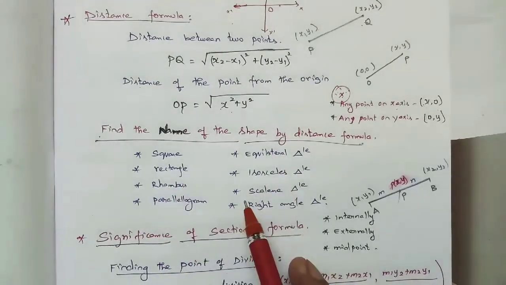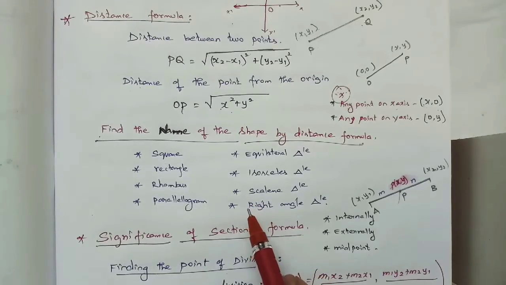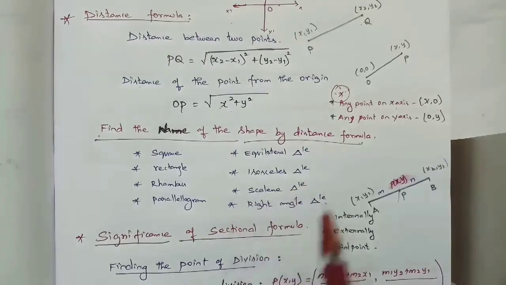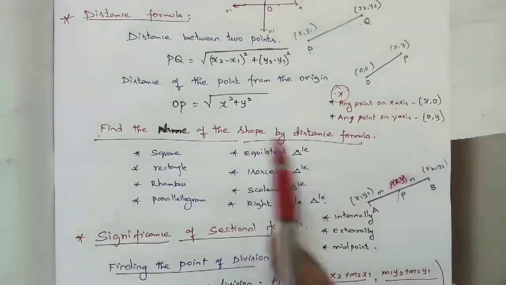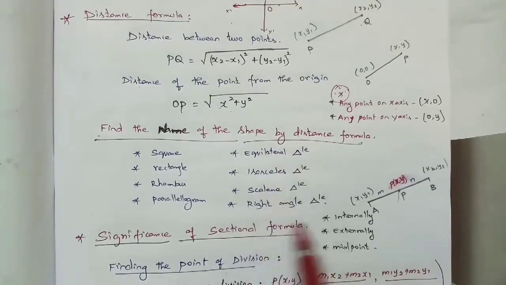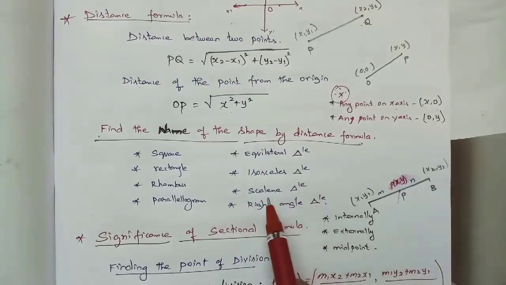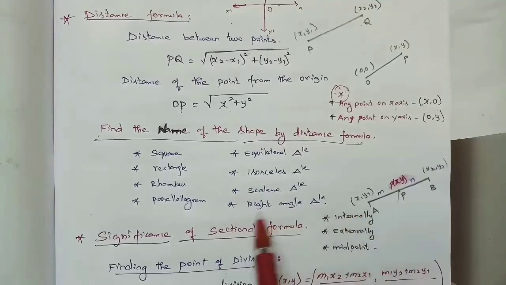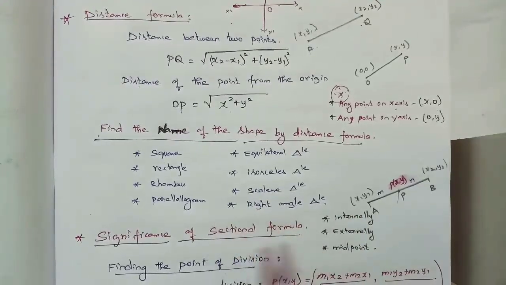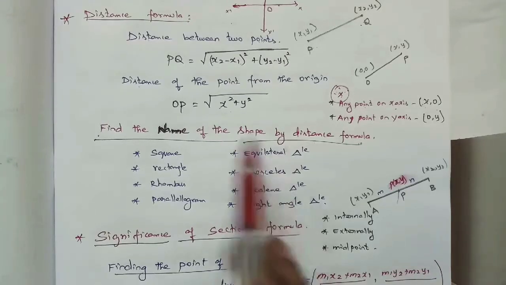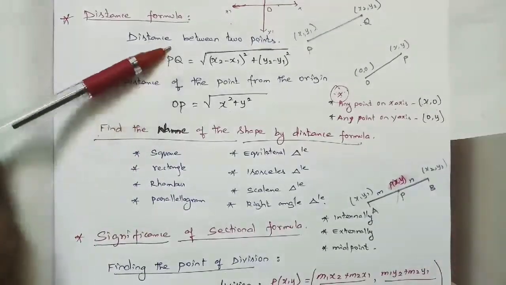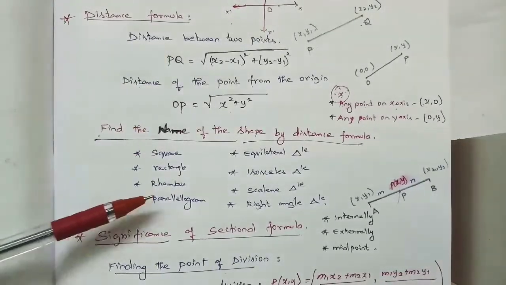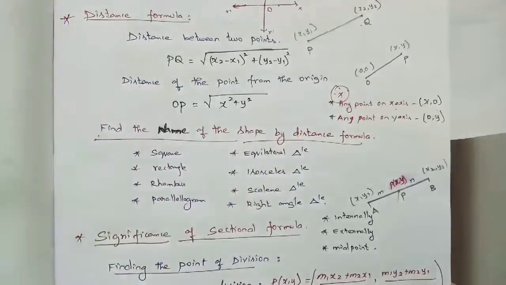Suppose we are having only 3 coordinates, right? And they ask you to find what is the name of the triangle. Then we have to find whether it is equilateral, isosceles, scalene, or right angle. Equilateral means all 3 sides are equal. Isosceles means among the 3 sides, any 2 sides will be equal. Scalene means all the 3 sides are different, right? Right angle triangle means by using the Pythagoras theorem we want to check whether it is a right angle triangle or not. Understood? So by using the distance formula, we are finding the distance. At the same time we are finding the name of the shape, right? By using the distance formula.